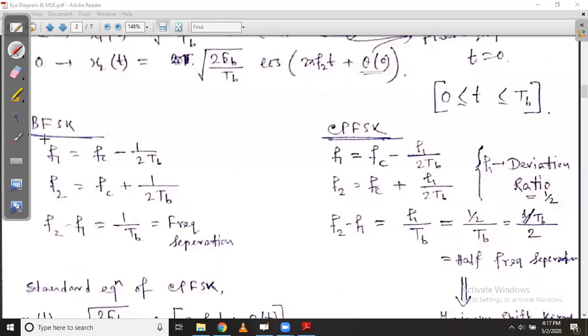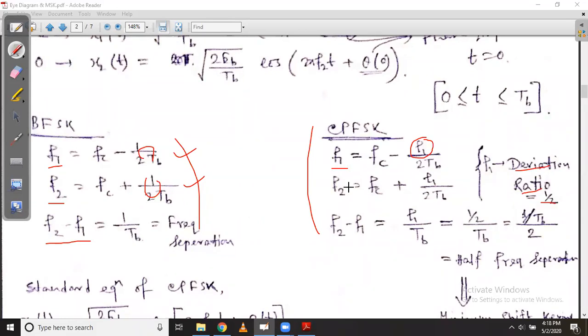for BFSK or FSK, same thing, binary frequency shift keying, two different frequencies are there for binary. One is the higher frequency and one is the lower frequency: Fc plus one term, Fc minus one term, with some frequency gap, this minus this. In the case of CPFSK, one term is introduced, that is h. h is the deviation ratio, which is considered as half, 1 by 2, for MSK.